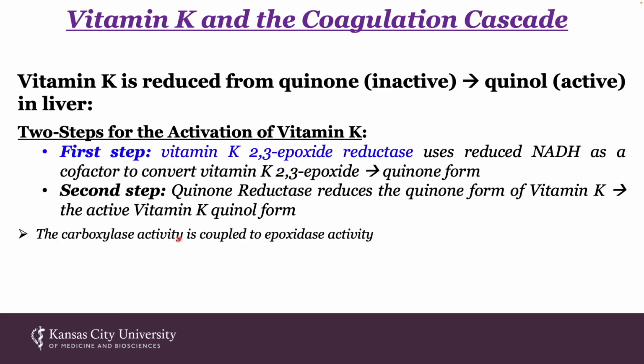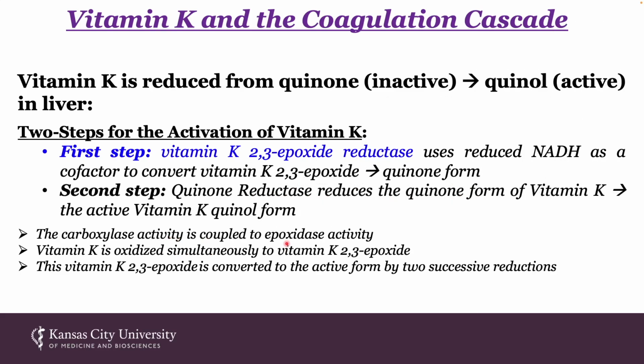The carboxylase activity is coupled to epoxidase activity, and vitamin K is oxidized simultaneously to the 2,3 epoxide. Subsequently, the 2,3 epoxide is converted to the active form by two successive reductions. I'll show you that diagrammatically here.